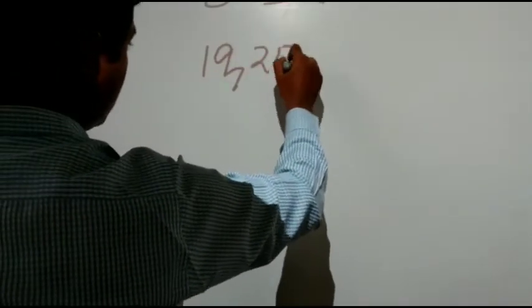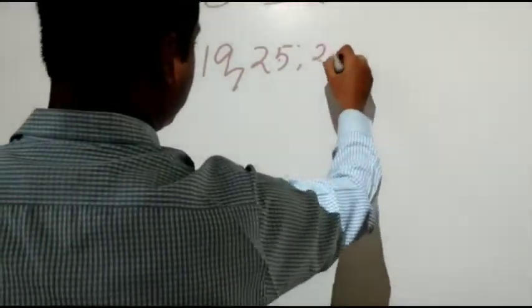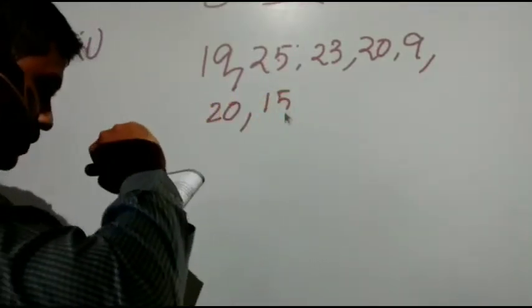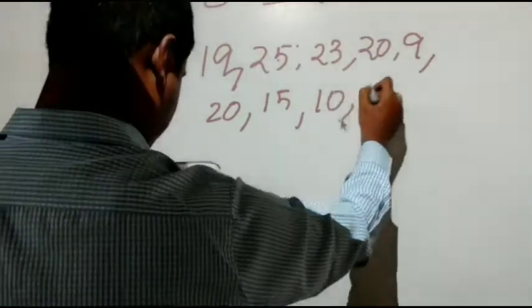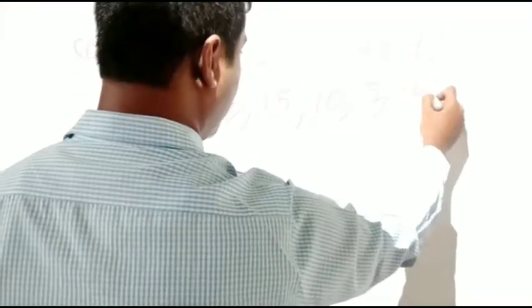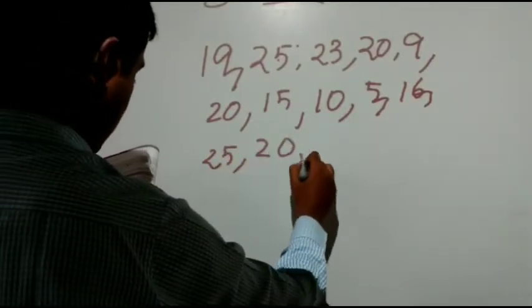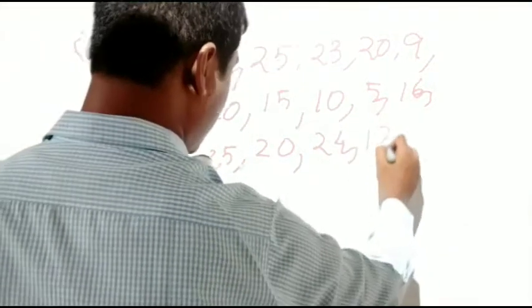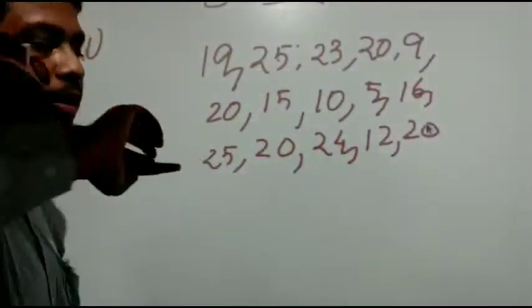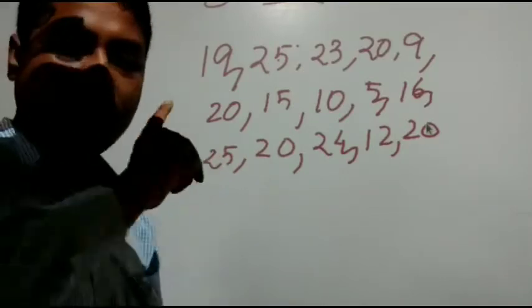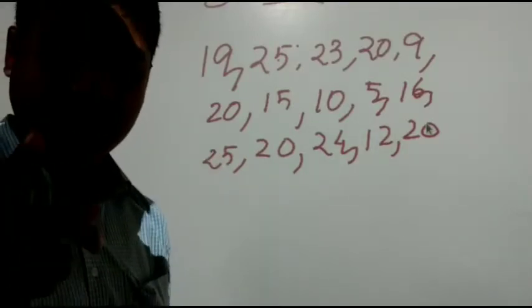19, 25, 23, 20, 9, then we have 20, 15, 10, 5, 16, 25, 20, 24, 12 and 20. So these are the numbers that are given there. Okay, these are the numbers that are given there. We need to find out the median and the mode.